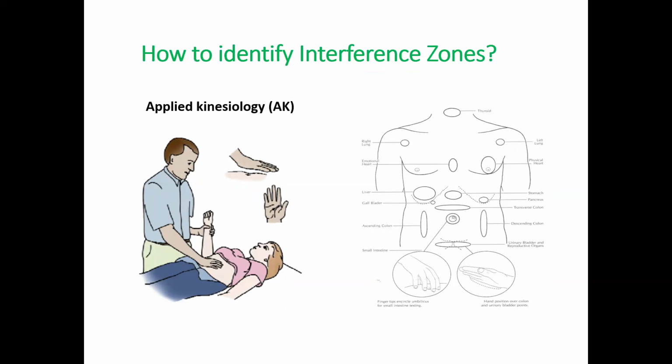So how to identify these interference zones? There's a very simple method called applied kinesiology, where you basically hold the patient's right arm while you're getting very near to the areas in the body that's affected here. Once you find a weakness in this arm, or the right arm, you're probably putting your other hand on top of an interference zone.